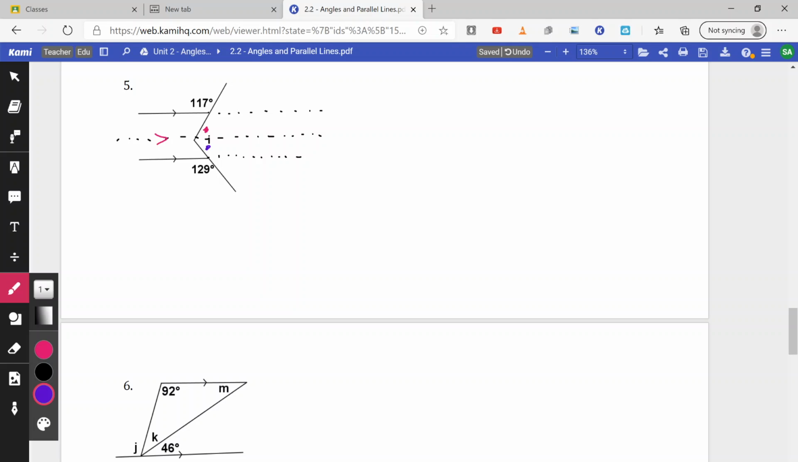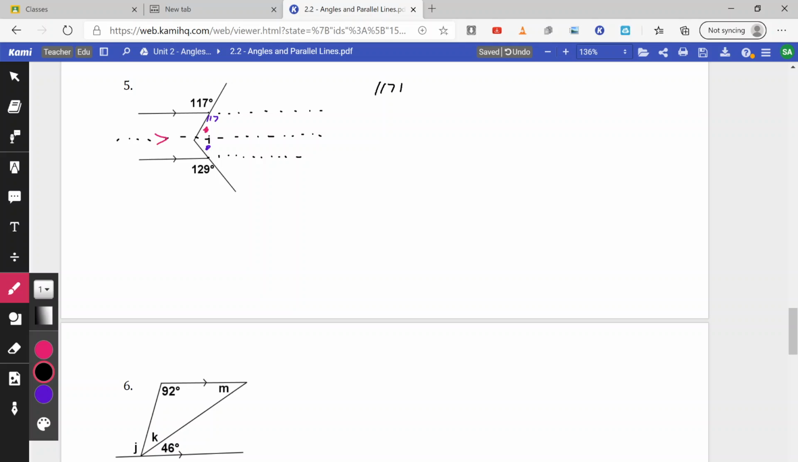So what is the relationship here? Here we have 117, which means this is 117 degrees. And we have consecutive interior angles here. Again, we can say this is 117 because they are vertical angles. Vertical angles are the same. And now we have consecutive interior.